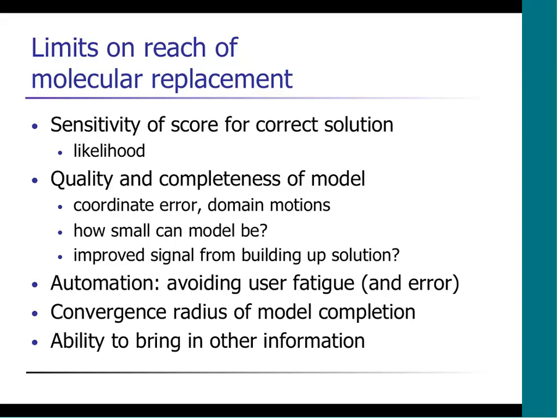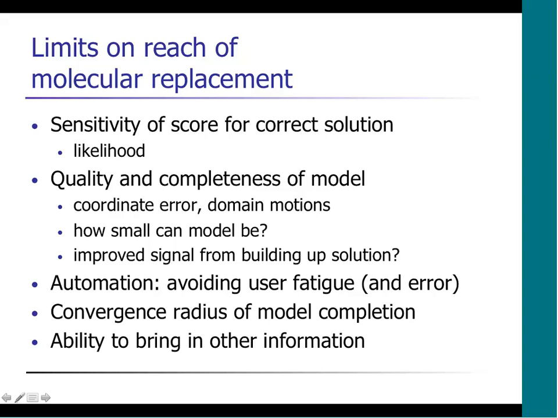in crystallography. Now, I've had a number of experiences, and probably a lot of other people have, of solving a structure by molecular replacement, or rather, solving a molecular replacement problem, but the maps are so poor that you can't see where to go. So there's a problem of the convergence radius of model completion. How bad can your model be and still expect to be able to complete the structure? So that's something I'll address a little bit.